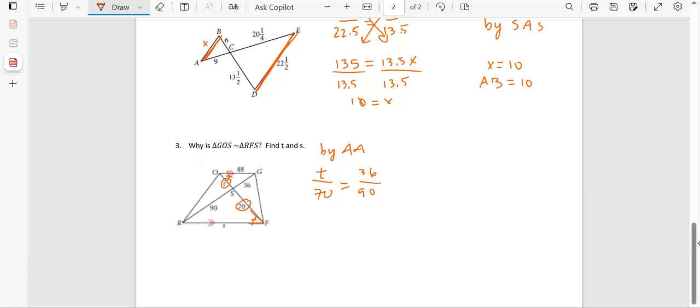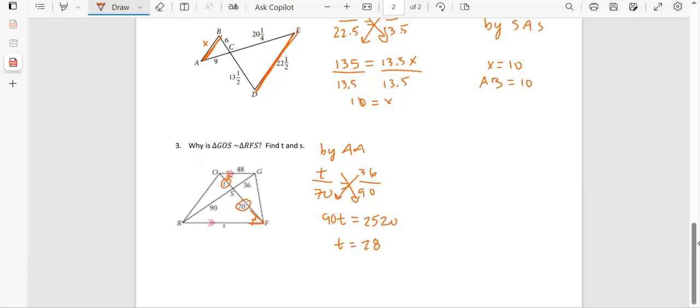Again, if you want to simplify 36 over 90, you could do that, or you can just run your cross products. Sorry for that pause there. I was pulling out my calculator. So T is 28.